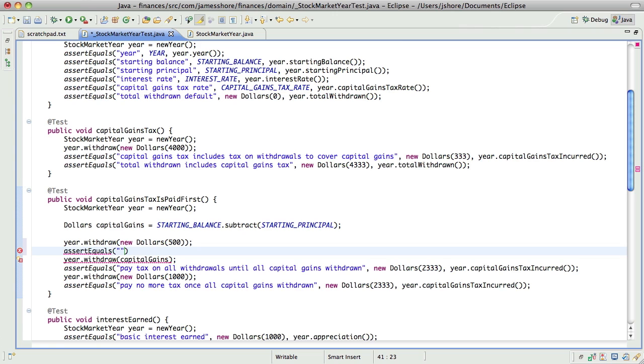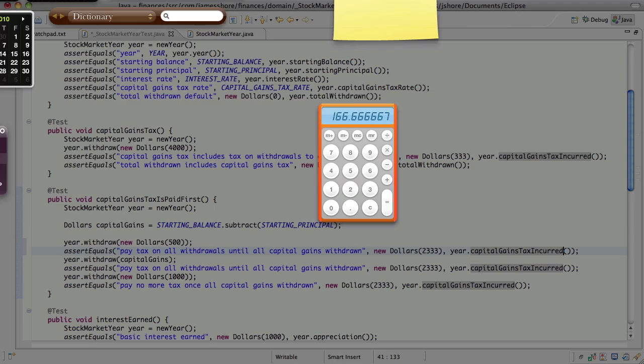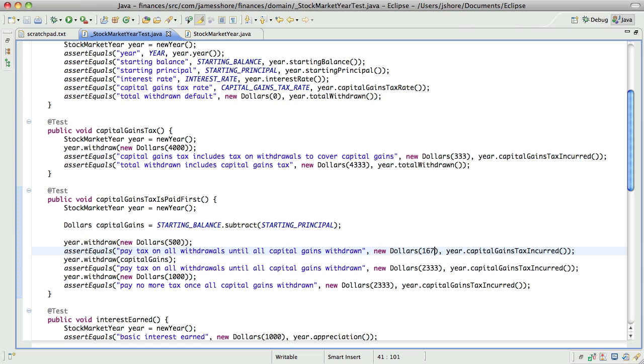And we're going to say pay tax. Assume, that's really this again. Except it's 500 divided by 0.75 minus 500 is 167. That's not going to work because we are just returning capital gains as the total amount.